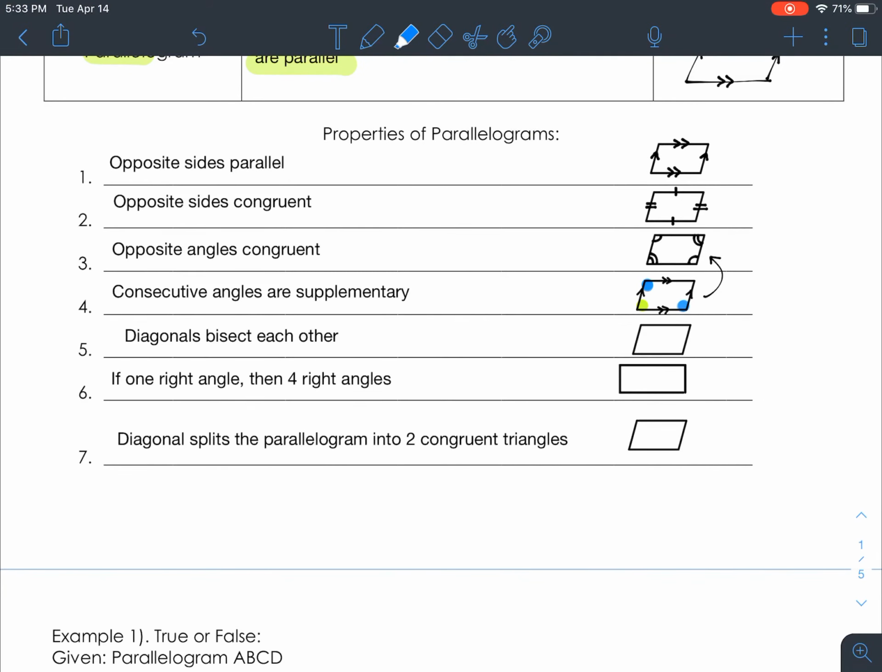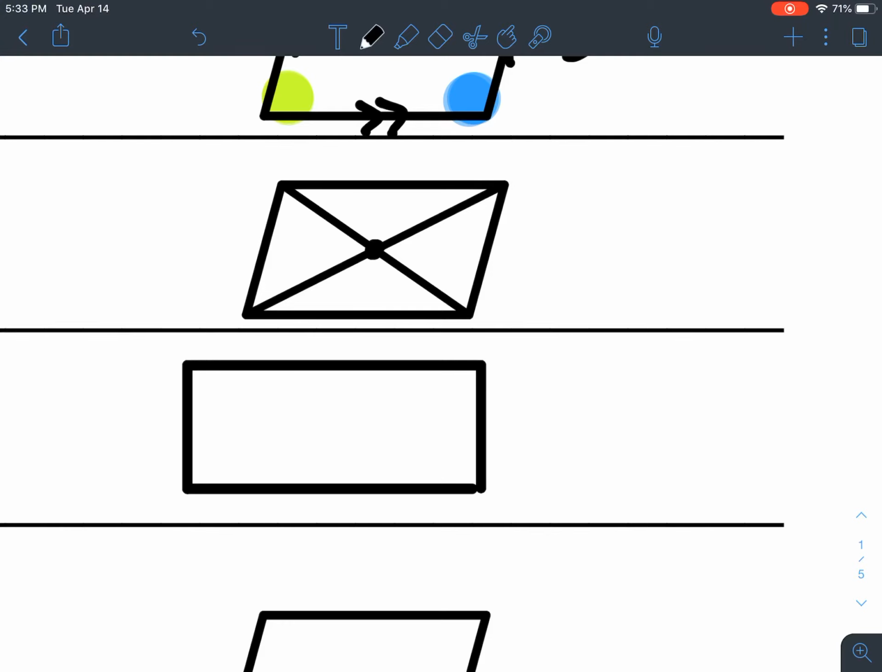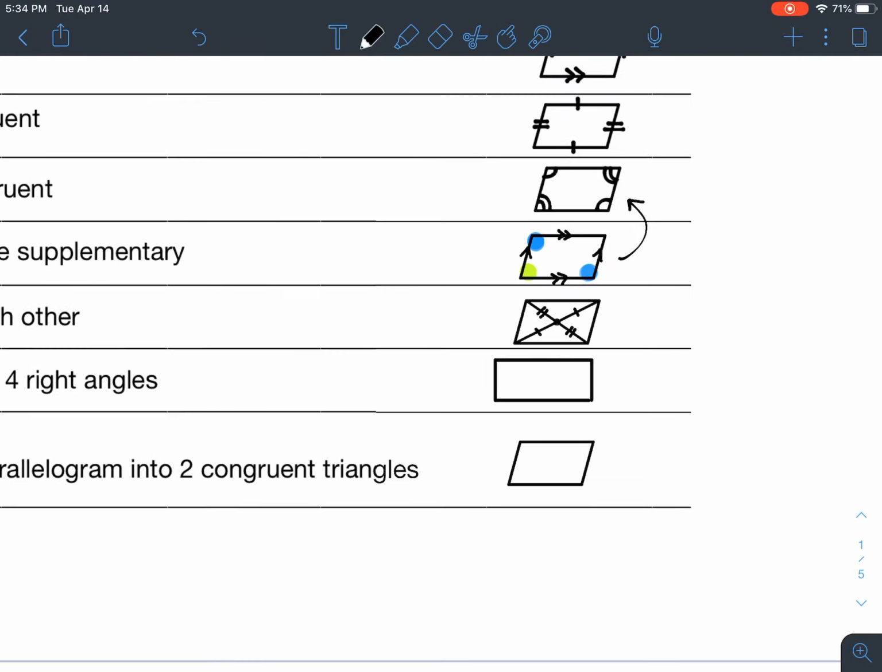Now, really quickly, going through 5, 6, and 7. Number 5 says that the diagonals bisect each other. If I draw in our diagonals, which connect two non-adjacent vertices, the fact that they bisect each other means that this intersection point has to be the midpoint. So this segment has to be congruent to this segment, and this segment has to be congruent to this segment. Now look at my notation: not all 4 of them are congruent. It's that the diagonals are bisected, so they are splitting each other at the midpoint.